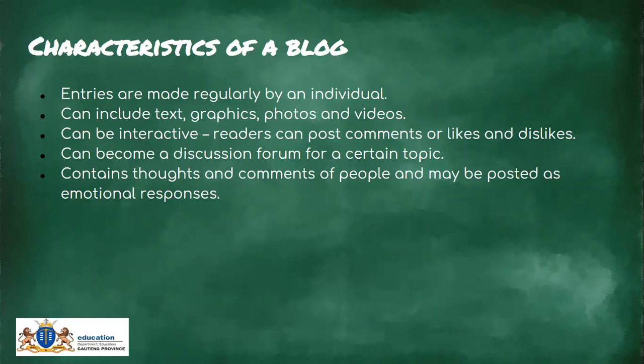The characteristics of a blog: entries are always made by an individual, and can include text, graphics, photos, and videos. It can be interactive, people can post comments, like and dislike, and it can become a discussion forum for a certain topic. It contains thoughts and comments of people, and may be posted as emotional responses. That is a blog. So then I believe we now know what the blog is used for.